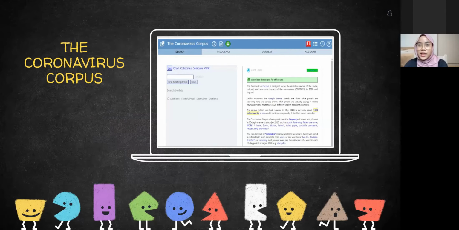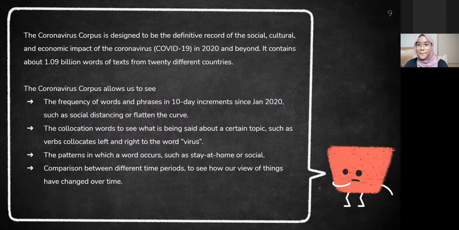This is the corpus that I will be using for the study, which is the coronavirus corpus. Coronavirus corpus is designed to be the definitive record of the social, cultural, and economic impact of the coronavirus in 2020 and beyond. It contains about 1.09 billion words of text from 20 different countries.